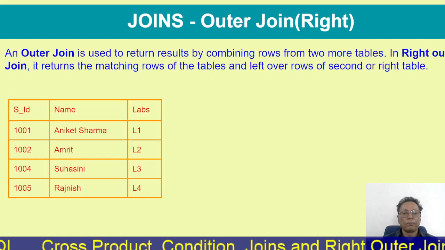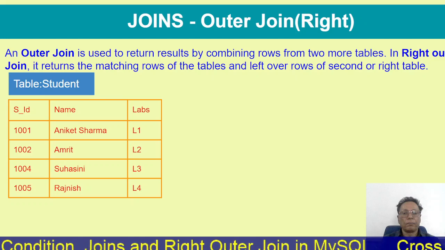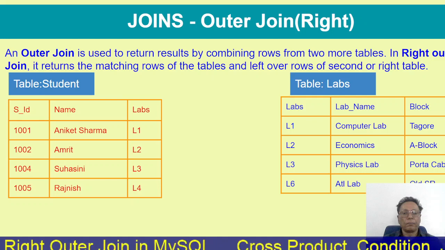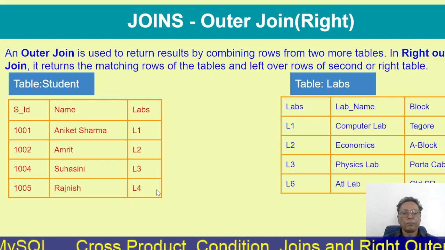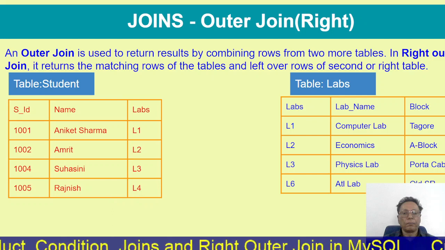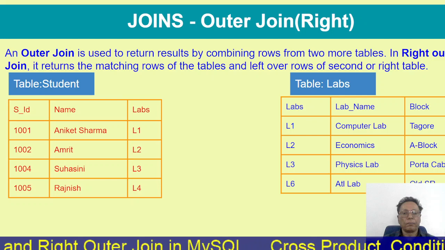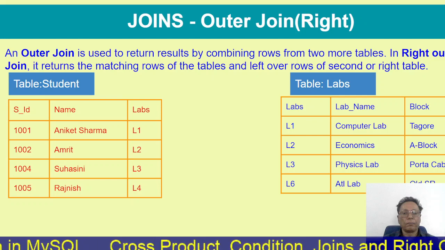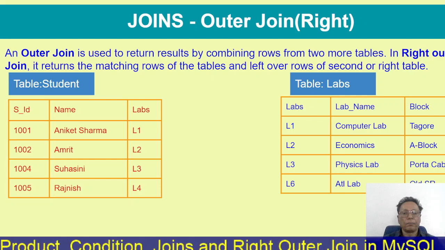For example, as we have the table like this, and we had the second table, which is labs. When we applied left outer join, we saw that only L1, L2, L3 were matching, and L4 was the leftover record. So in the result, we saw that Aniket, Amrit and Swasni with the computer lab, economics and physics lab were selected in the relation, and Rajneesh 1005 and Rajneesh were also in the table, but lab name and block were set to null.